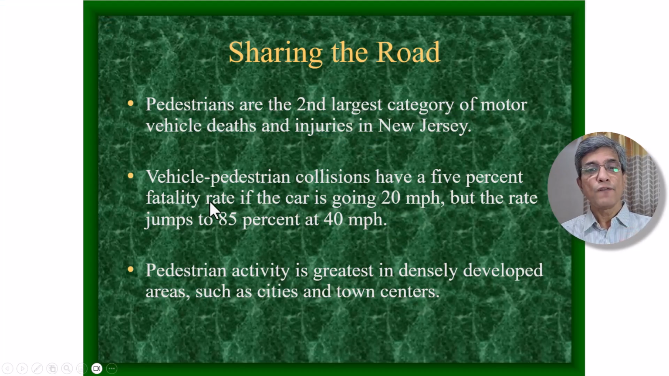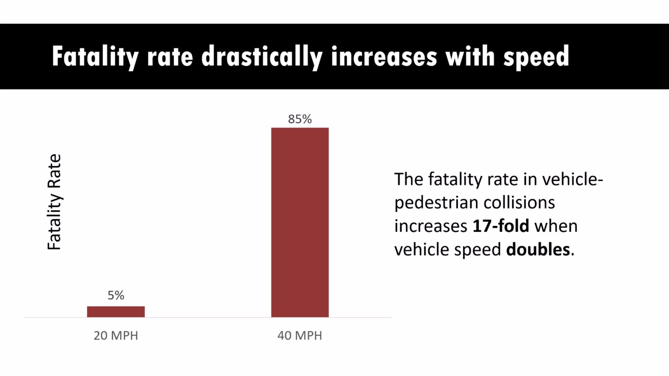It says vehicle-pedestrian collisions have a 5% fatality rate if the car is going at 20 miles per hour, but the rate jumps to 85% at 40 miles per hour. Again, a very impactful statistic, but the statistic is not really understood when it is presented as a text. This information can be communicated far more effectively by using a chart.